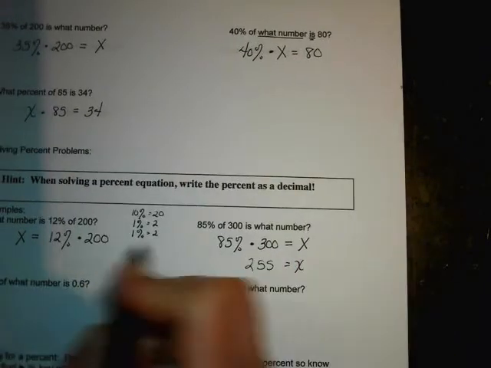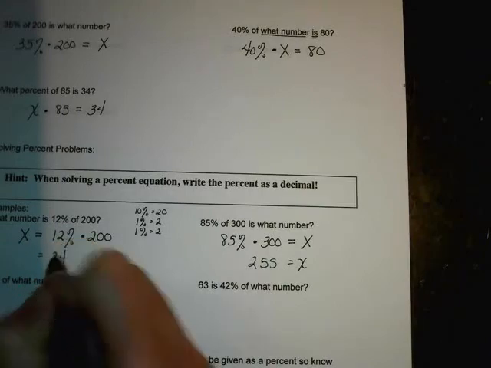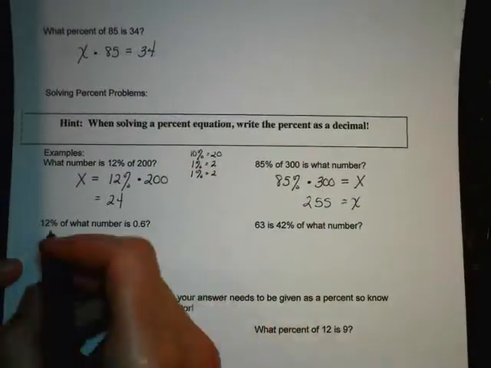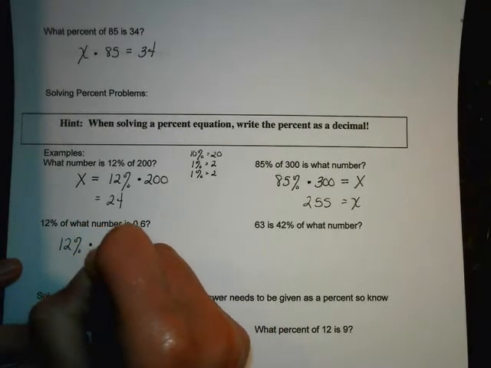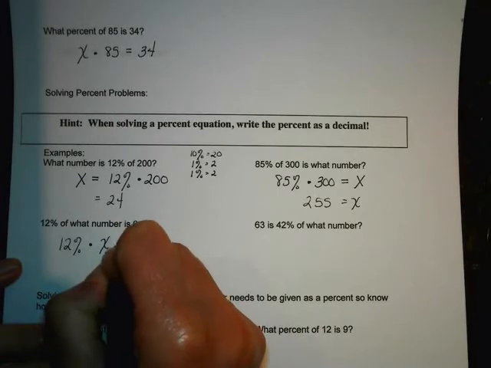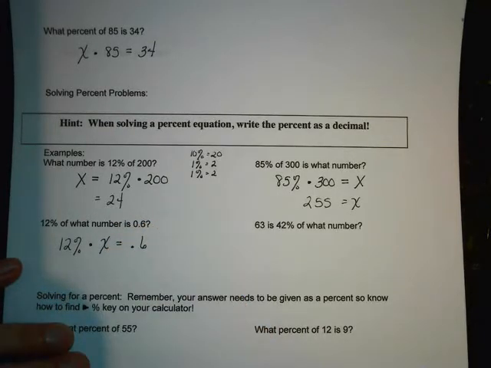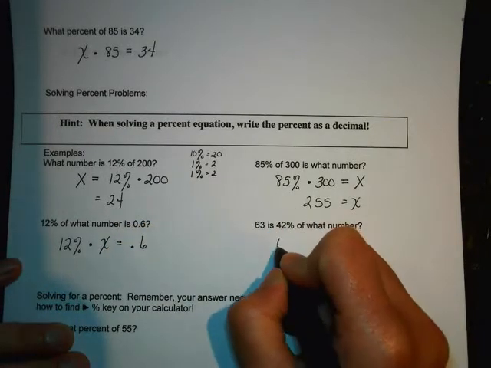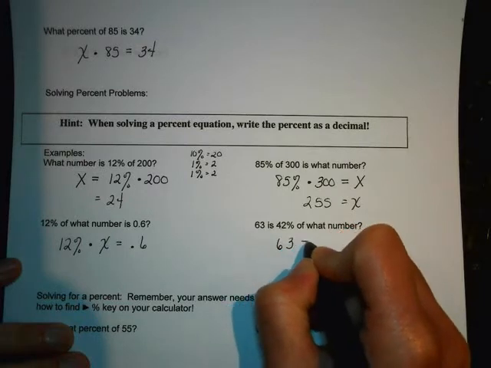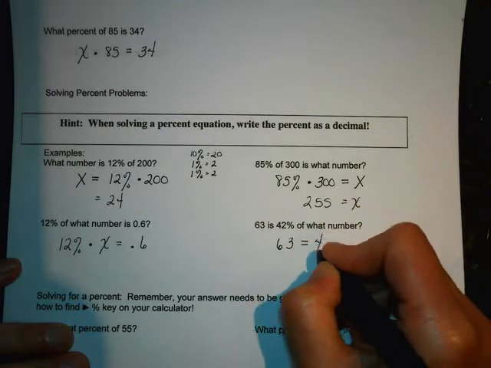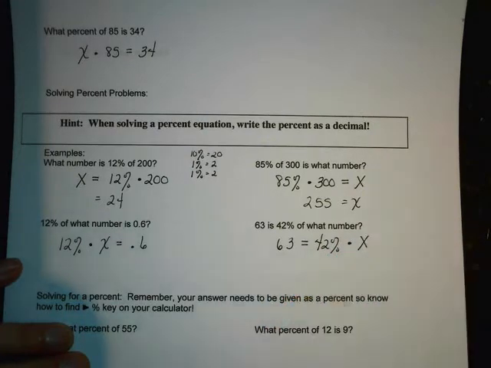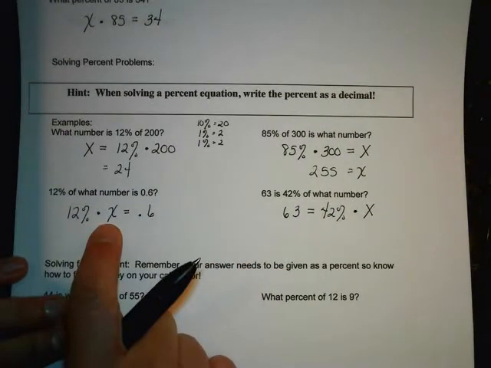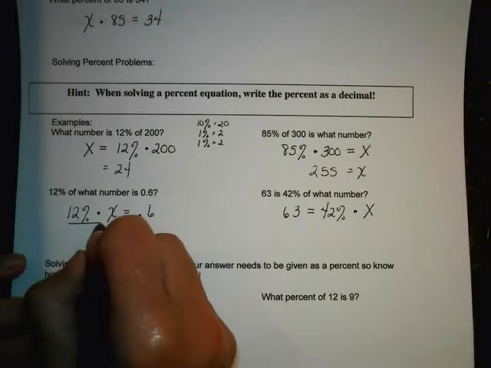All right, now these ones you have a little bit more to do to solve them. So 12% of what number is 0.6? Or 63 is 42% of what number? So in order to solve for the x, do you see we need to divide to get the x by itself?